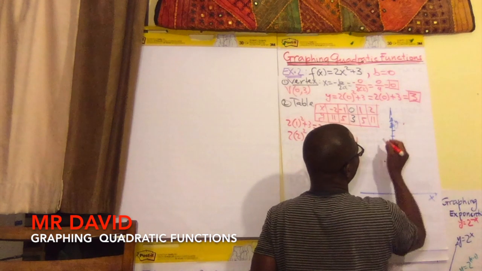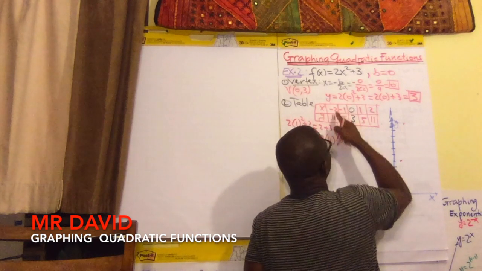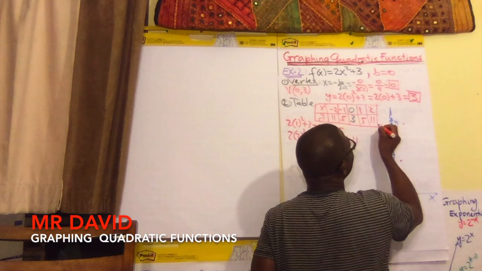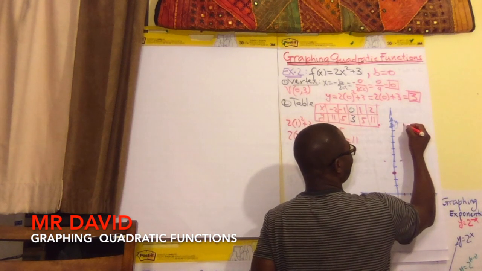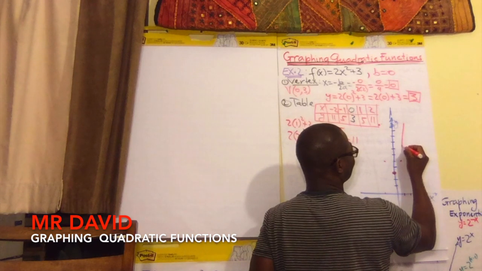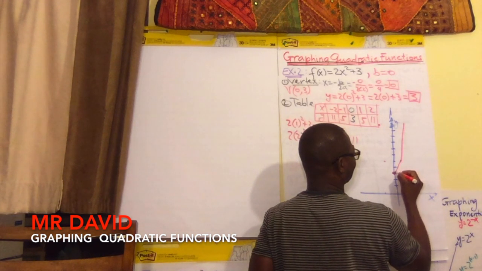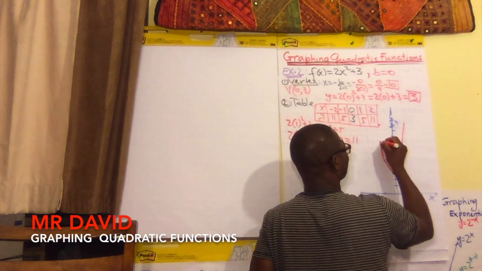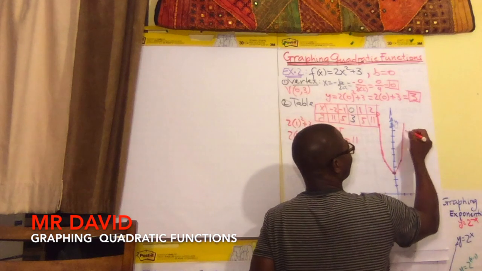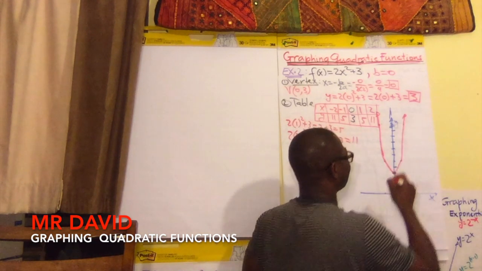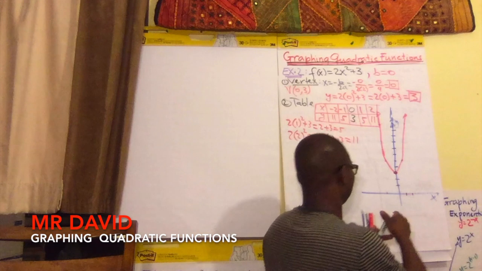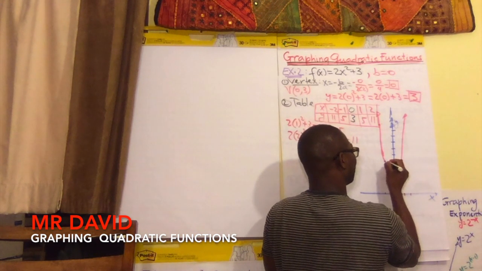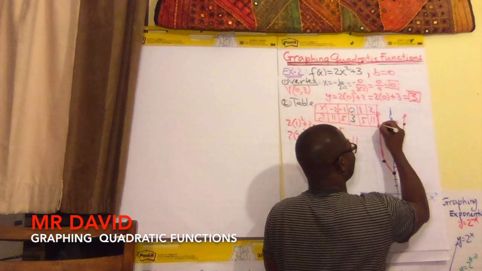I'm going to have it on the other side too. Negative 2, 11. Negative 1, 5. Then I will nicely connect this, and extend it a little. So here are my points. The vertex is here, the other 2 points, and the last 2 points.